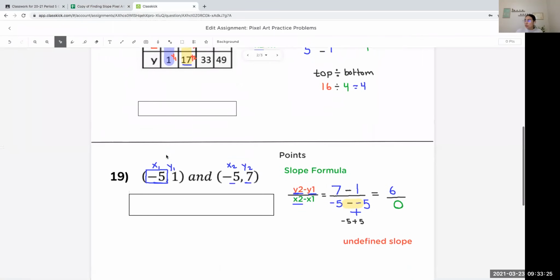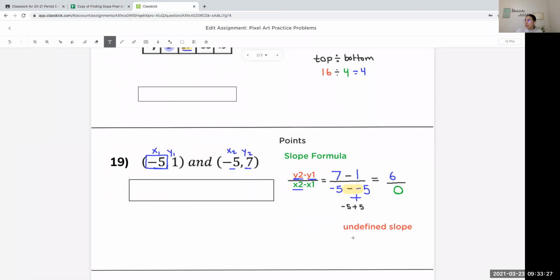Okay. So why do we have an undefined slope? Because 0 is in the denominator, in the bottom. So 0 in the bottom means we have an undefined slope. Let me make sure you have that. So again, it doesn't matter what number you have here. As long as we have that 0, we get an undefined slope.